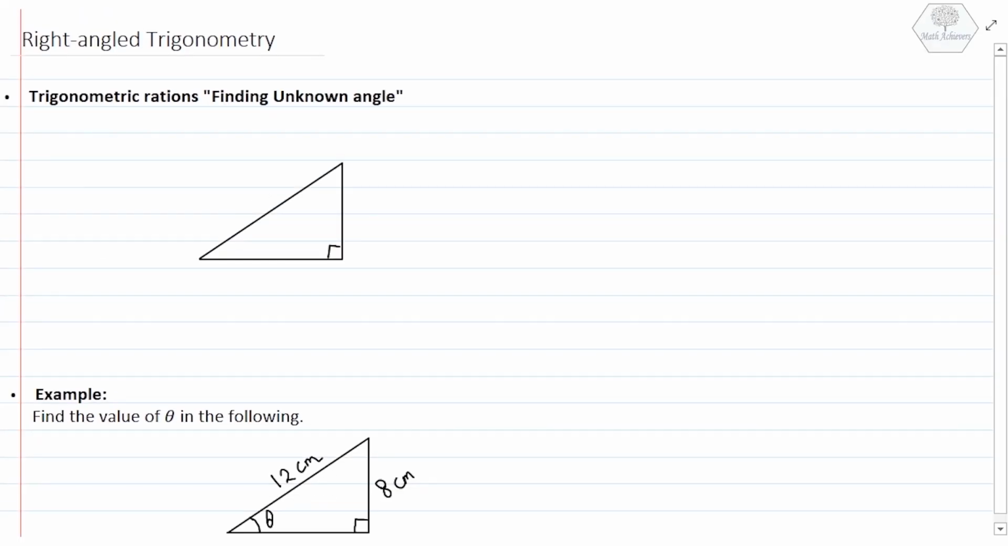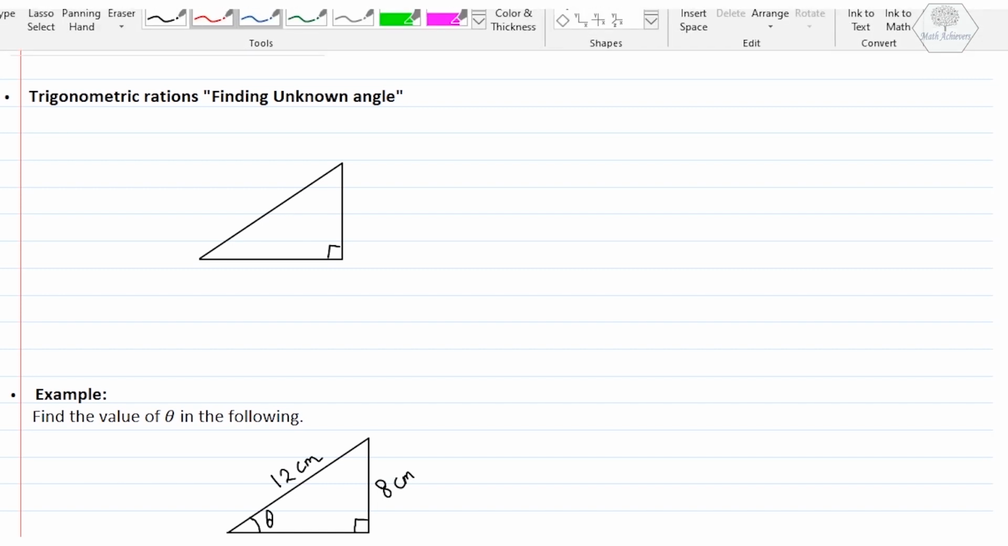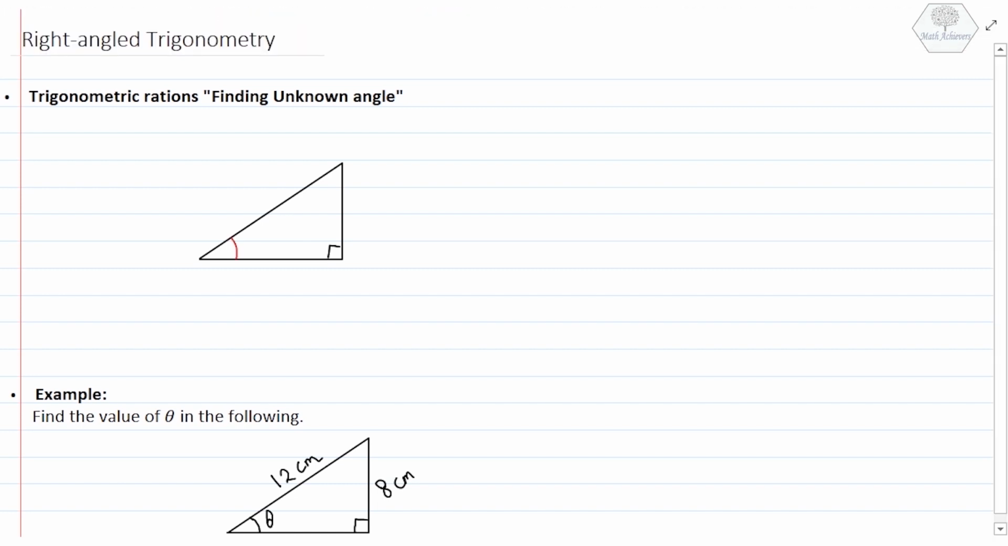Now, let's use the trigonometric ratios to find an unknown angle. It's the same process. Let's say this is theta. This side would be the hypotenuse, this side would be the opposite, and this side would be the adjacent. The same ratios I'll be using.